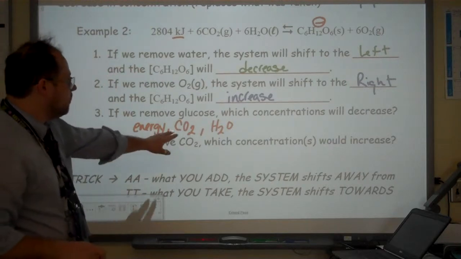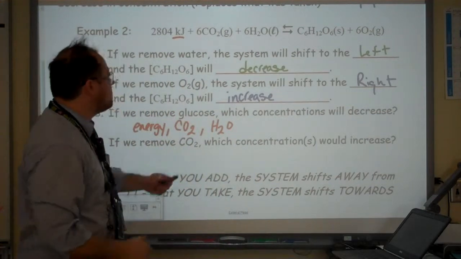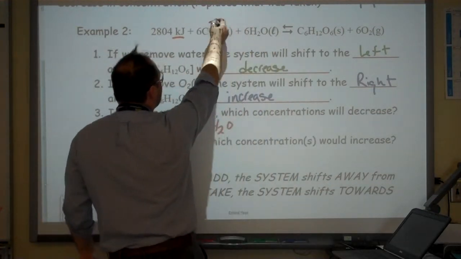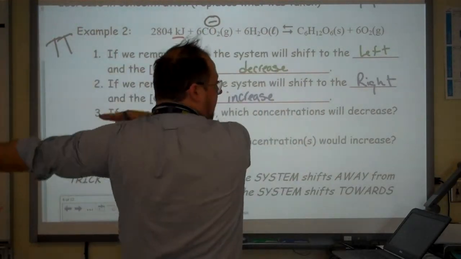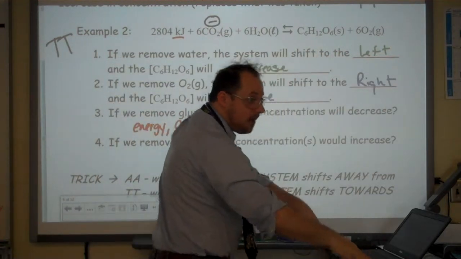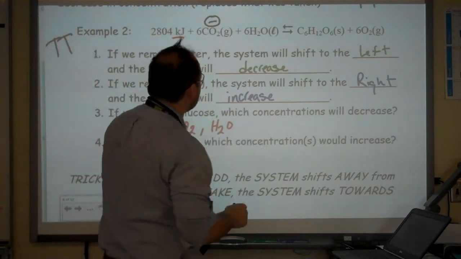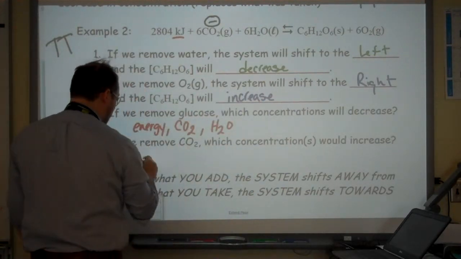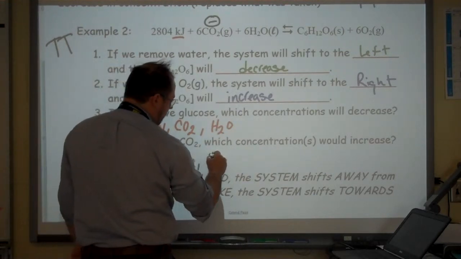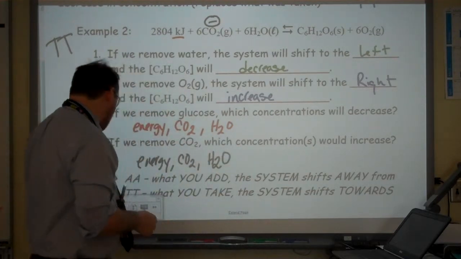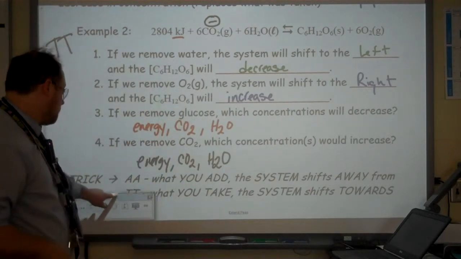If we remove CO2, which concentrations would increase? Let's erase here. If we remove CO2, so we take away CO2, remember we're going towards what we take, which means the reaction is going to shift to the left, and the things on the right drop concentration-wise, and things on the left rise concentration-wise. Remove CO2, which ones would increase? So we're shifting to the left, we're going to get more energy, CO2, and H2O. So A, what you add, the system shifts away from. What you take, the system shifts towards.